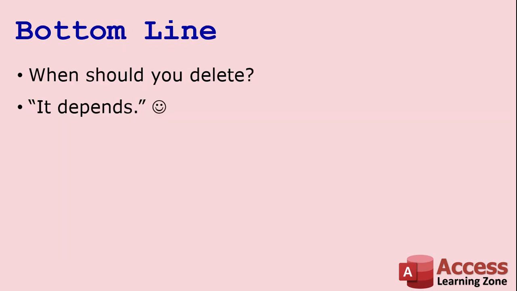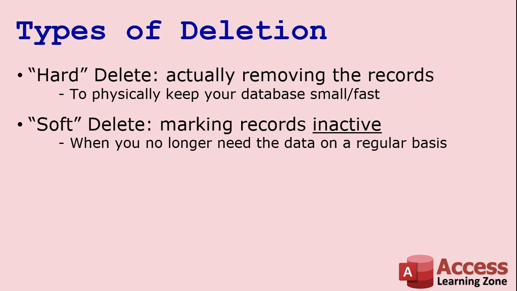So the bottom line, when should you delete? It depends. It depends on the situation, and that's something you kind of have to answer from a business perspective. Now, as far as the computer goes, there are two kinds of deletion. There's a hard delete and a soft delete. A hard delete is where you actually remove the record. You're deleting the record from the table. And we do these kinds of deletes to keep our databases small and running fast.